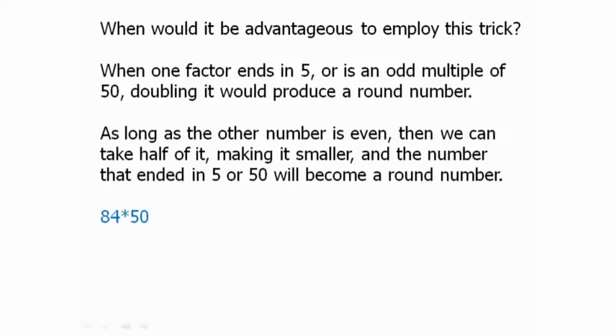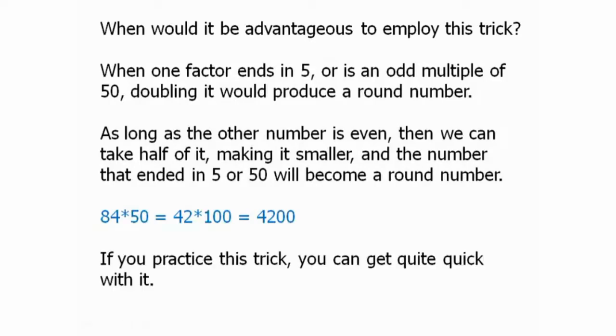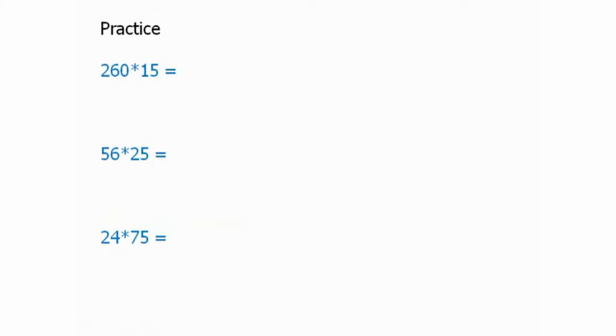So for example, if we had to do 84 times 50, well, doing that straight multiplication would be relatively challenging. Instead, what's half of 84? Obviously, half of 84 is 42. And then we'll double 50. 50 doubled is 100. Well, 42 times 100, I can do that in my head very easily. That's just 4,200. If you practice this trick, you can get quite quick with it. Here are some practice problems. Pause the video and then we'll talk about this.